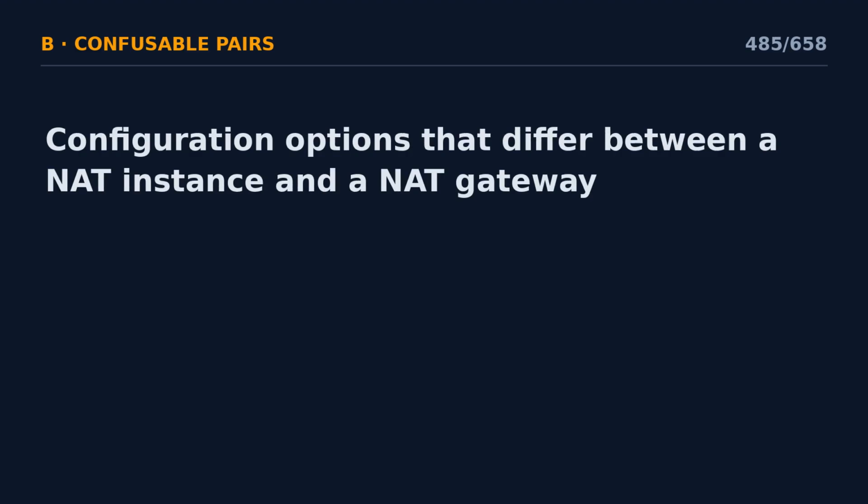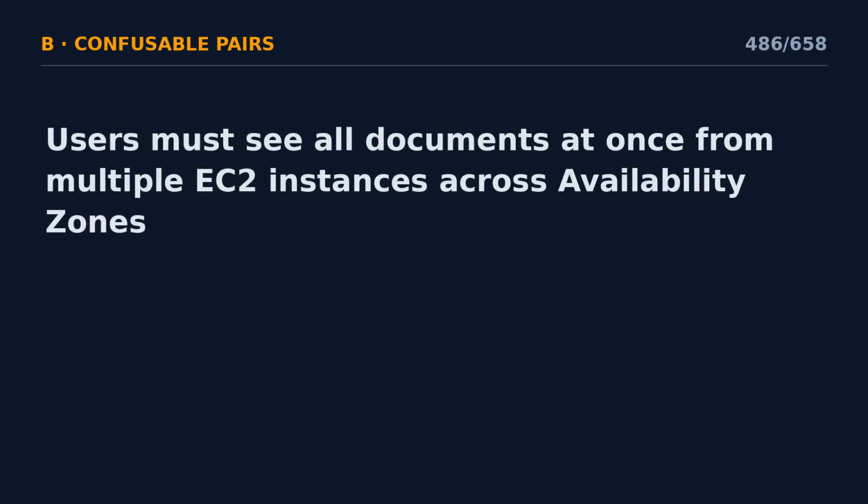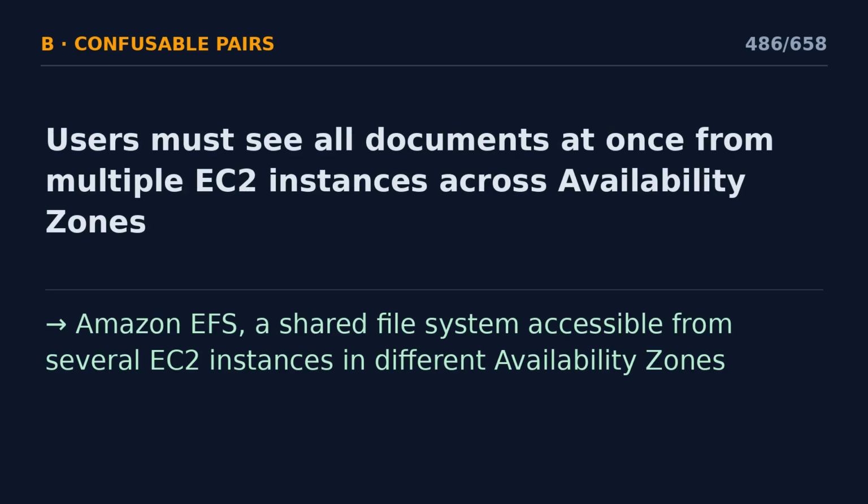Configuration options that differ between a NAT instance and a NAT gateway. Answer: a NAT instance supports security groups, use as a bastion host, and port forwarding. A NAT gateway supports none of these. Users must see all documents at once from multiple EC2 instances across availability zones. Answer: Amazon EFS, a shared file system accessible from several EC2 instances in different availability zones.